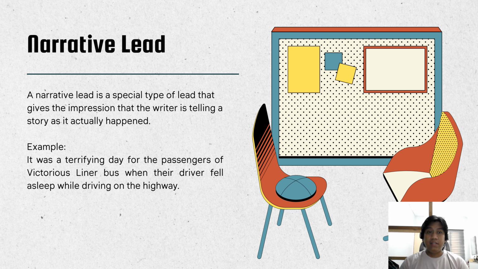Next, the narrative lead. A narrative lead is a special type of lead that gives the impression that the writer is telling a story as it actually happened. Here's an example. It was a terrifying day for the passengers of Victoria's liner bus when their driver fell asleep while driving on the highway.